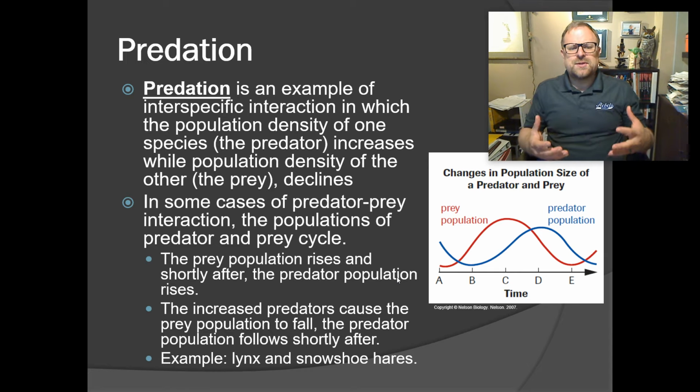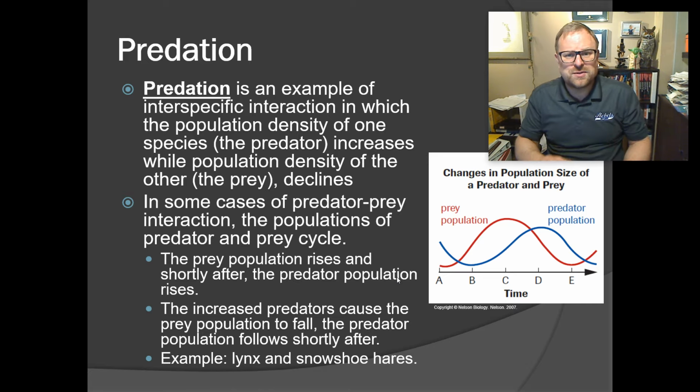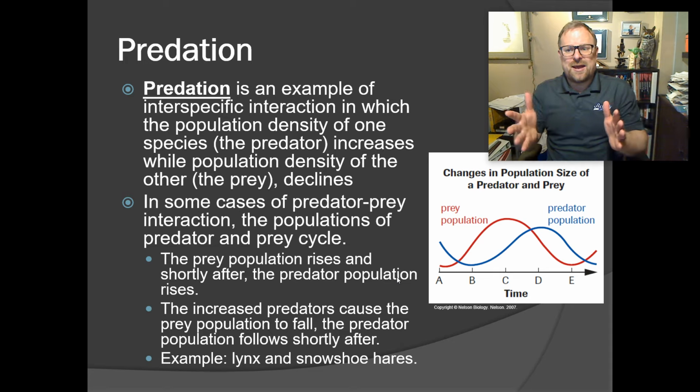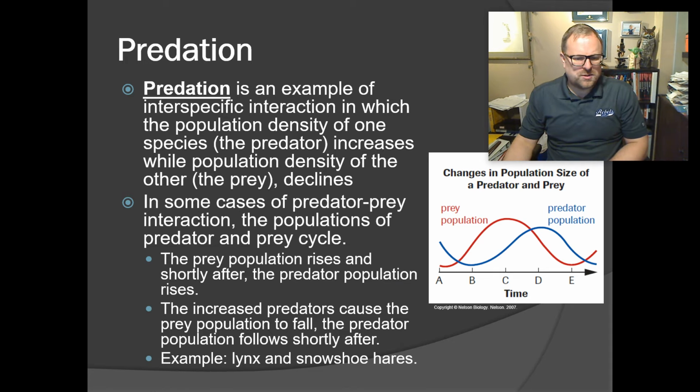What happens is the interaction between the two actually causes populations of the lynx and the hare to cycle. And that's what I'm showing up here. I'll just get my highlighter out and show you what's going on. So, not my highlighter, I want my laser pointer. There we go. What we have here in red is the prey population, so we could think of that as the snowshoe hares, and in blue is the predator population. We can think of those as lynx.